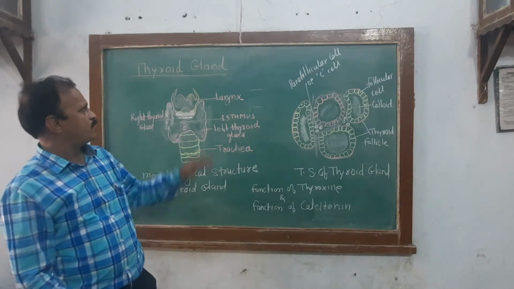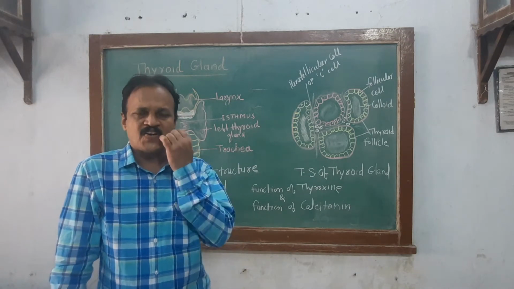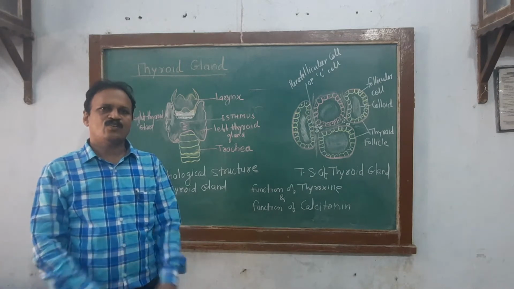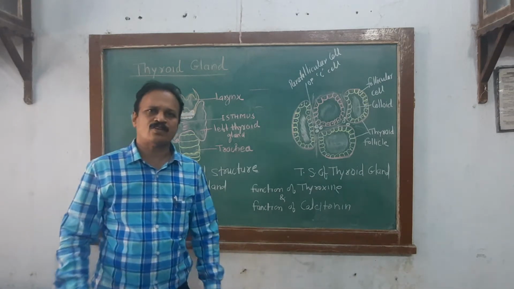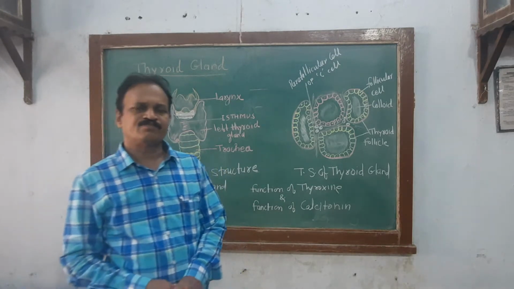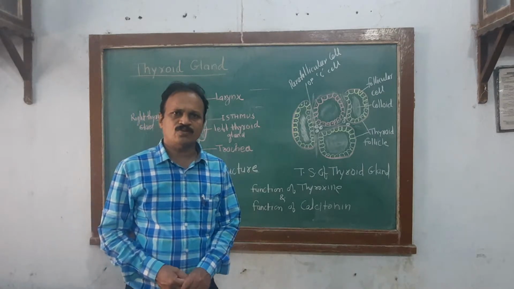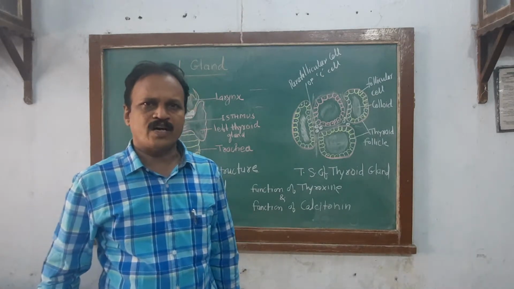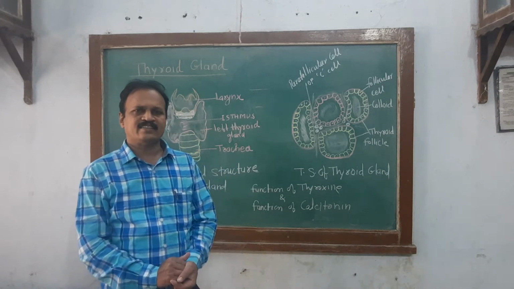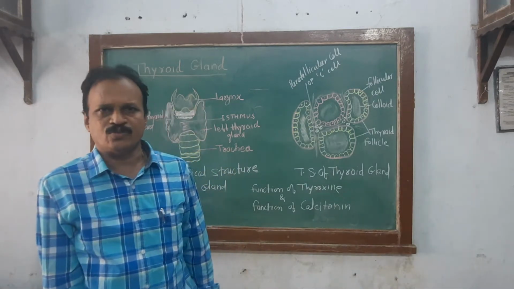Today we discuss another gland, that is the thyroid gland. In the last period, we saw the hormones of the adenohypophysis and neurohypophysis of the pituitary gland. Which hormones have you seen? Growth hormone, thyroid stimulating hormone, adrenocorticotropic hormone, FSH, LH, prolactin, oxytocin and ADH, anti-diuretic hormone.